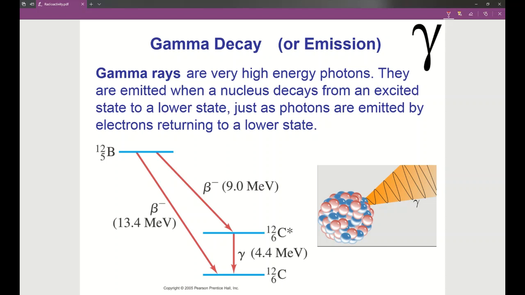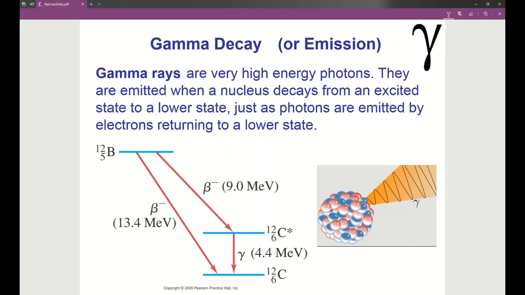You might have remembered from chemistry that electrons within energy levels can jump to higher excited energy states, and when they drop back down, they'll emit some kind of photon or light energy. The same thing can happen with nuclei.